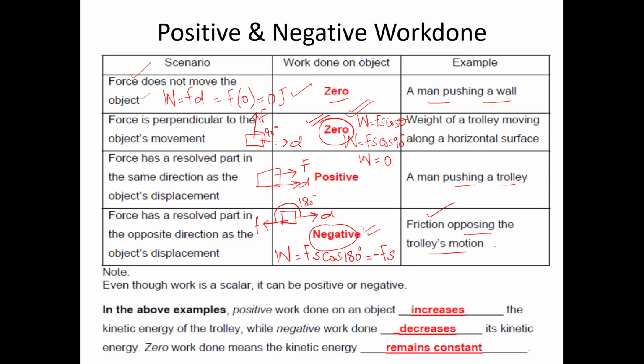So any resistive force, whenever an object is moving and a resistive force is acting on it, that resistive force will always cause negative work done, and negative work done always slows down the object. It always decreases its kinetic energy. Positive work done increases the kinetic energy, and negative work done decreases the kinetic energy. Is this understandable?